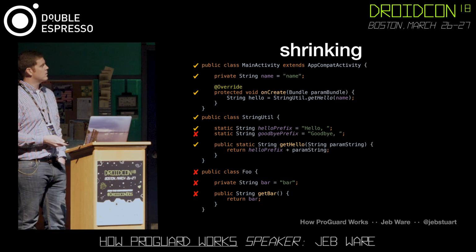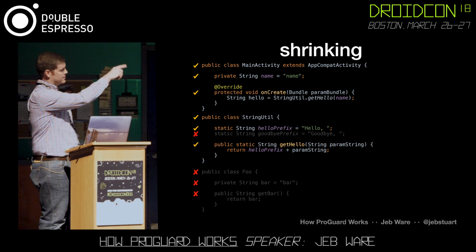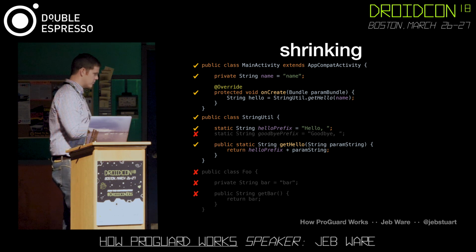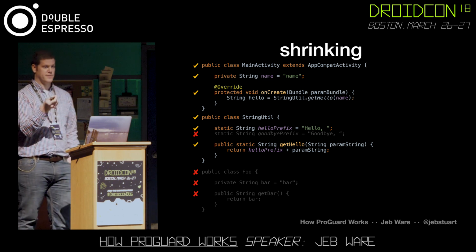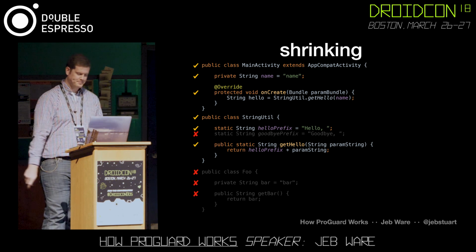I want to point out here that it can do a whole class. In the case of the one on the bottom there, that whole class is unused, so it's all gone. But it can also be a little more focused and just remove the class in the middle there. There's a field, just one field that's not being used. So we'll take that out, but leave the rest of the class in place.